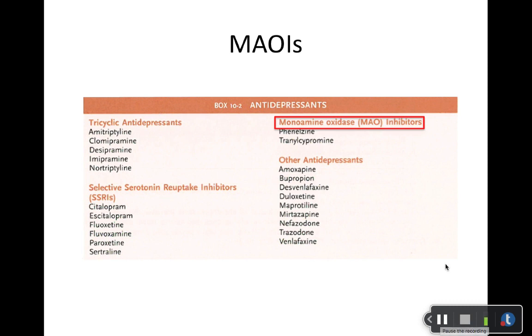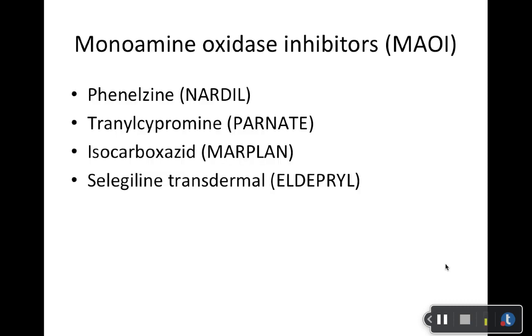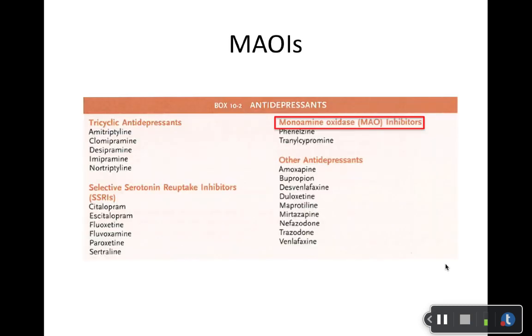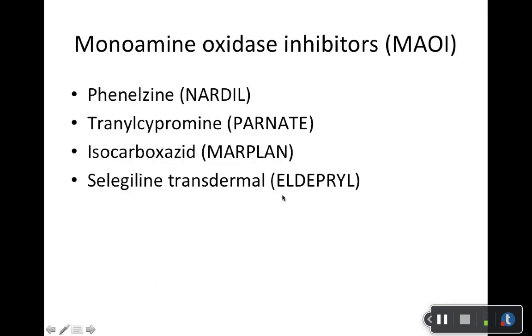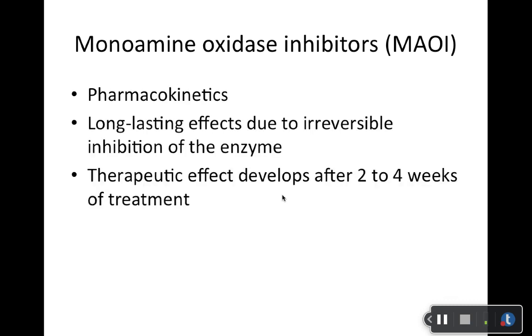Next up, we have the monoamine oxidase inhibitors, the MAOI medications. Here is the list. You'll notice there's a couple that aren't in the textbook, but please make sure you are studying all of those here. And we have the brand names out to the right-hand side. Pharmacokinetics: these are very long-lasting. These also take a while to start working.